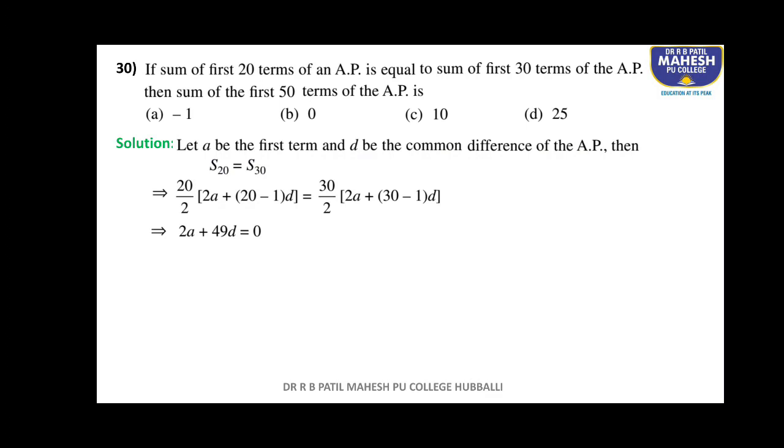Now we have to find out the sum of the first 50 terms of the AP. Therefore, now we can consider S50. S50 is equal to 50 by 2 into the bracket of 2a plus (50 minus 1) into d. So within the bracket we have 2a plus (50 minus 1) into d, which is equal to 2a plus 49d. As we have solved in the previous step, 2a plus 49d is equal to 0. We can apply that here. Therefore, 50 by 2 into 0 gives 0. Therefore S50 is equal to 0 for this given question. Therefore the right option is B.